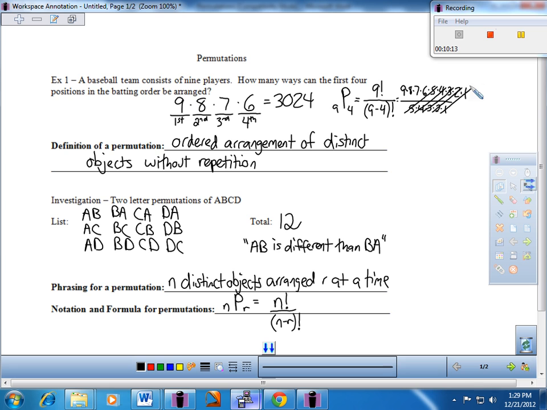And look at that 9P4, what operation that really does with this calculation right here. Doesn't it do exactly what we came up with? Our slot diagram, 9 times 8 times 7 times 6, sort of the abridged factorial. So that's what it does. It basically cuts off the factorial at the appropriate spot. Everyone okay with that piece?